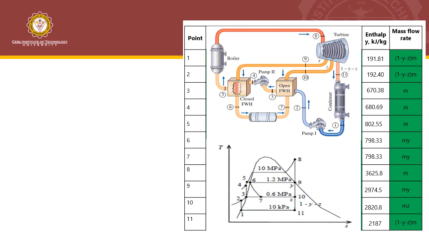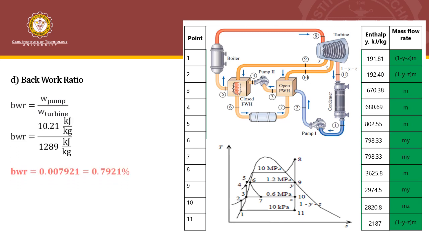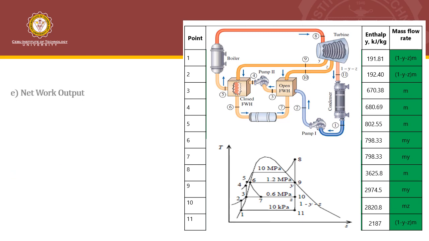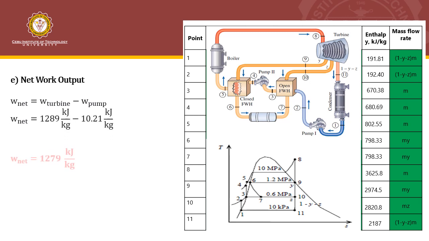So since we have the pump work input as well as the turbine work output, we can already get the back work ratio. So substituting the value, we can get the back work ratio as 0.7921%. Also, the net work output can already be determined using the value of the work of the turbine and the work of the pump. So the net work output is 1,279 kilojoules per kilogram.